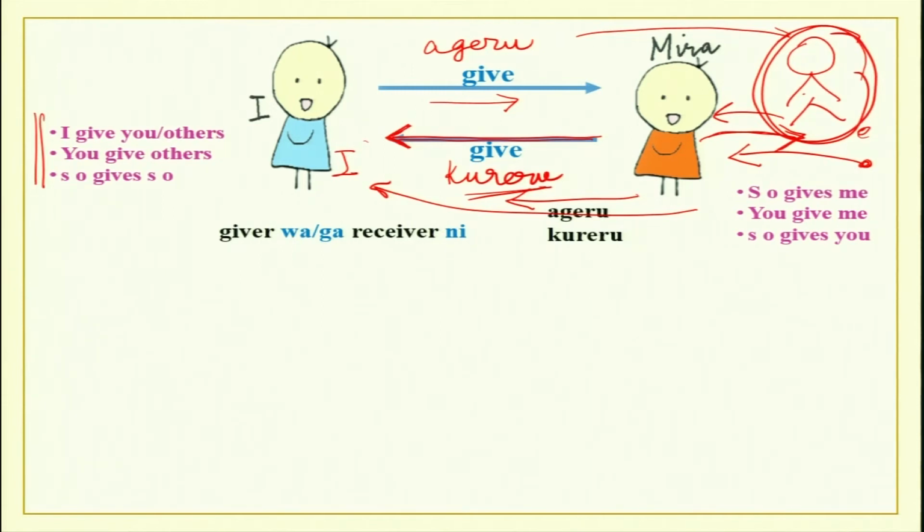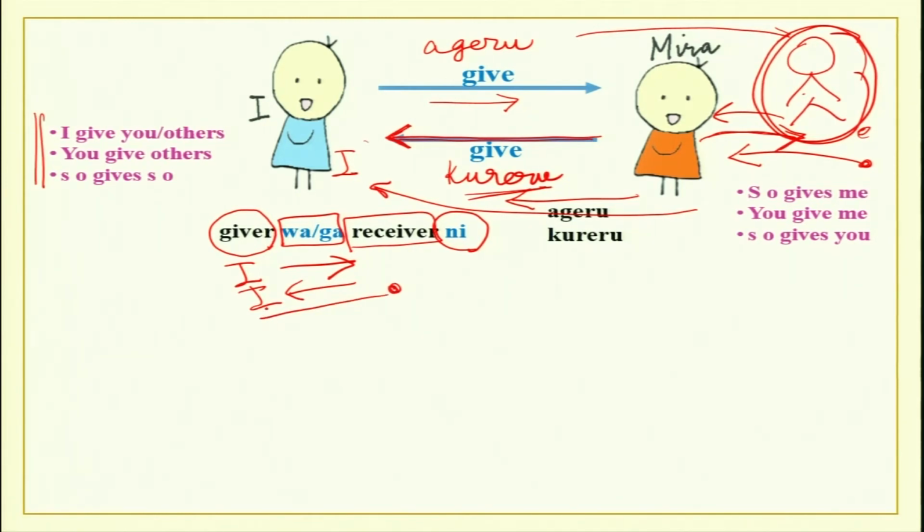Now, another very important thing is the giver will be followed by particle wa or ga, and the receiver will always be followed by particle ni. So, I give and I receive, but someone else gives me, that is kureru.